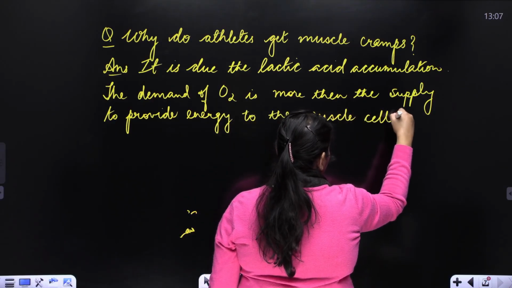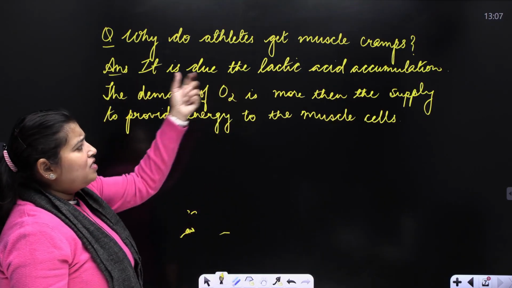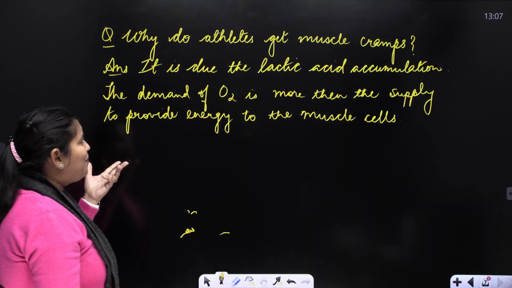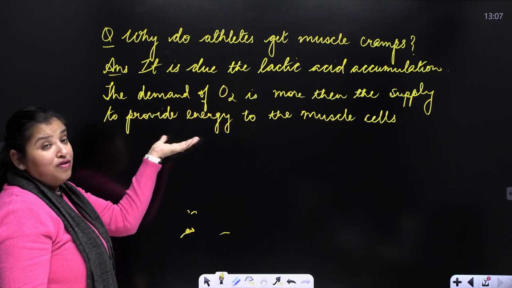To provide energy to the muscle cells. All right. Now, the lactic acid accumulation is taking place. That means anaerobic respiration is happening. Why is it happening? Because demand of oxygen is more than the supply to provide energy.